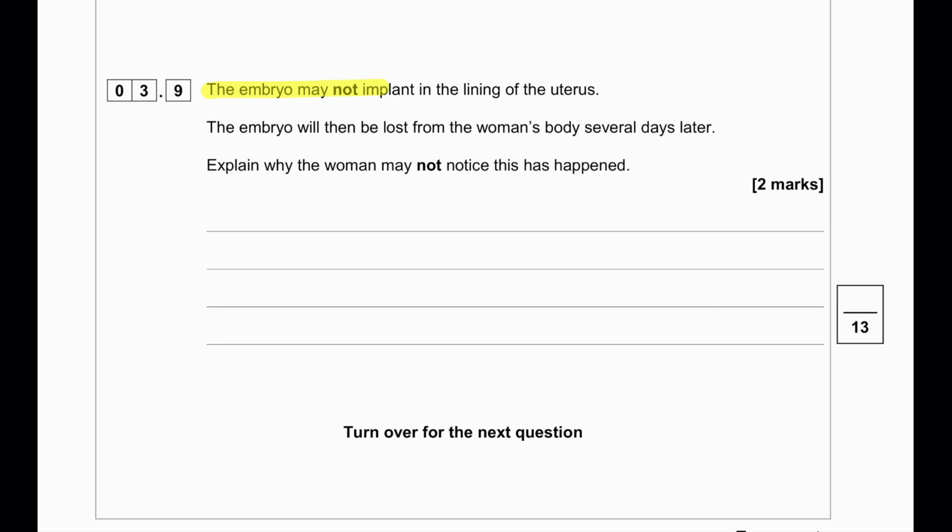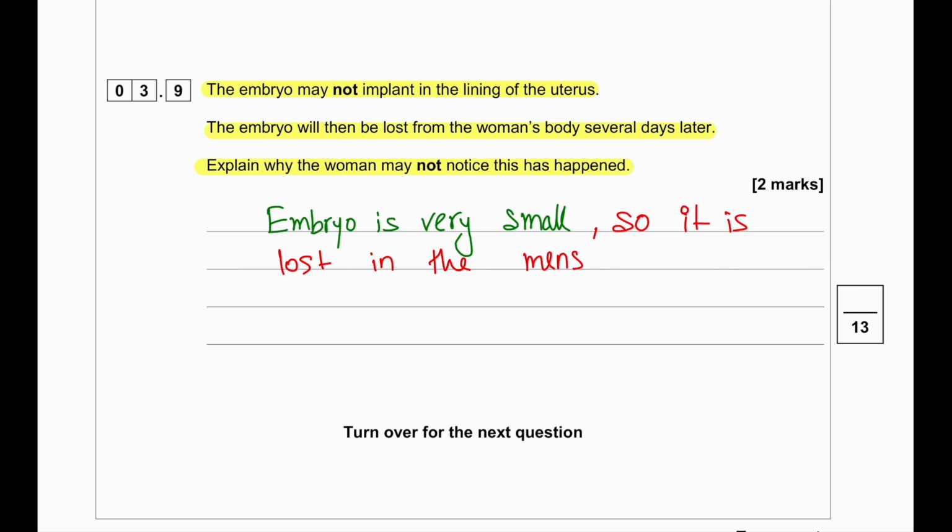The embryo may not implant in the lining of the uterus. The embryo will then be lost from the woman's body several days later. Explain why the woman may not notice that this has happened. Because if a woman does not get pregnant, she will naturally have menstruation, and the embryo is very small, so it will just be lost in the menstrual flow.